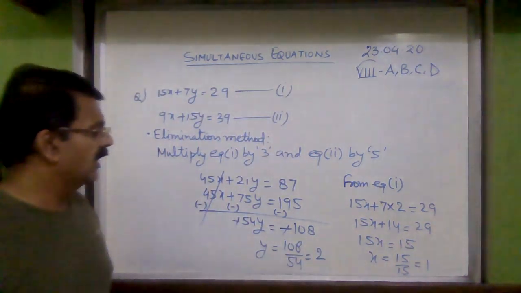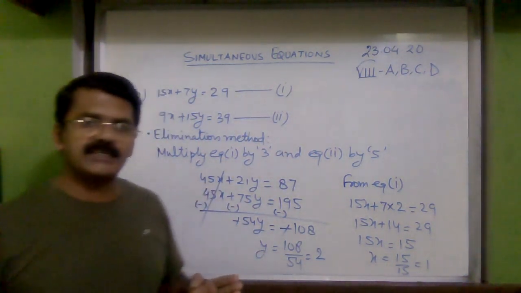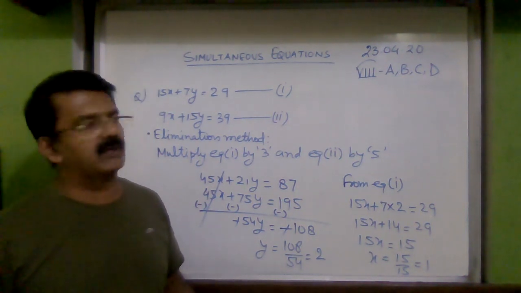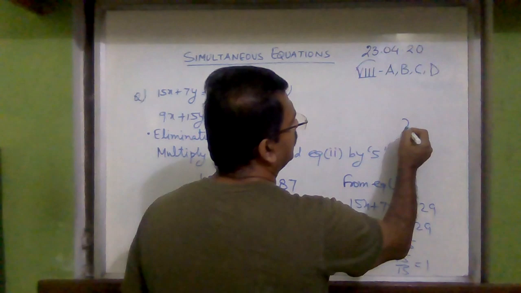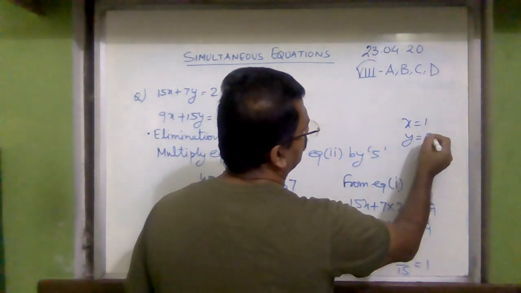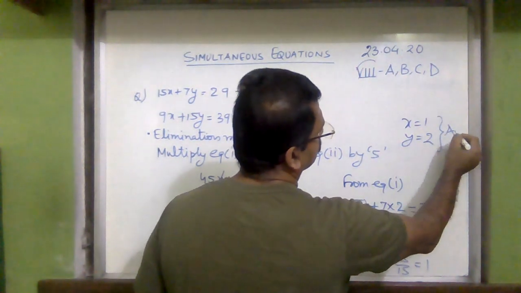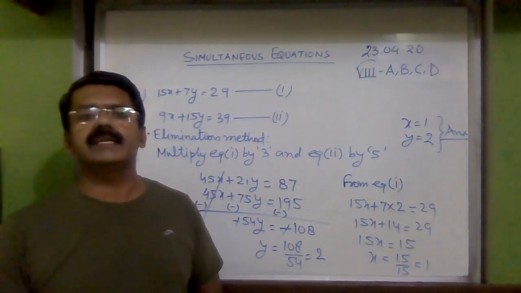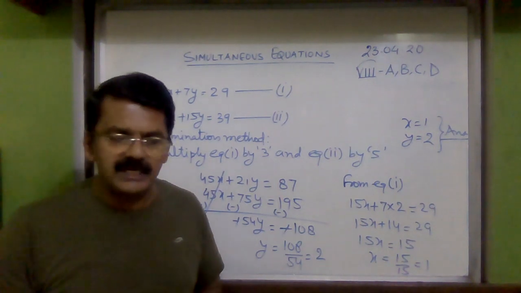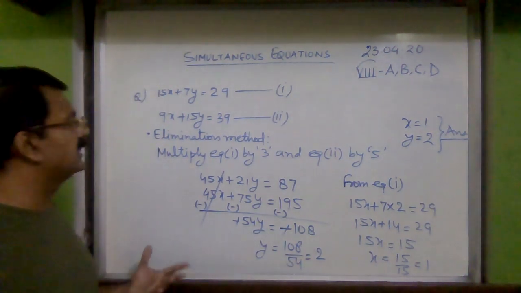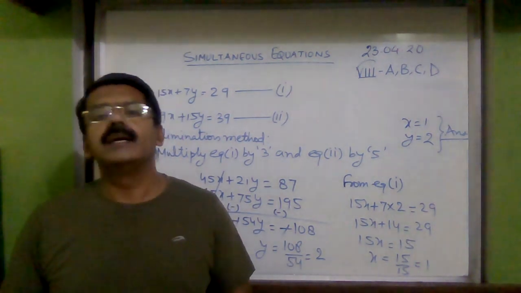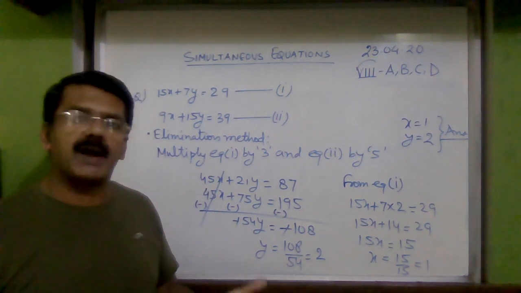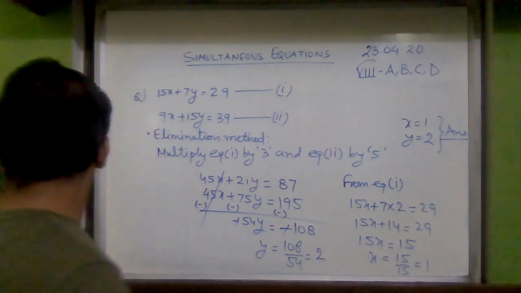So you can see we have found that x is 1 and y is 2. The value of x is 1 and the value of y is 2. So our answer will be x is equal to 1 and y is equal to 2. It is not necessary that each and every question you do by both the methods. A few questions you can do by elimination method and a few questions you can do by substitution method. Like now, the next example we'll do by substitution method.